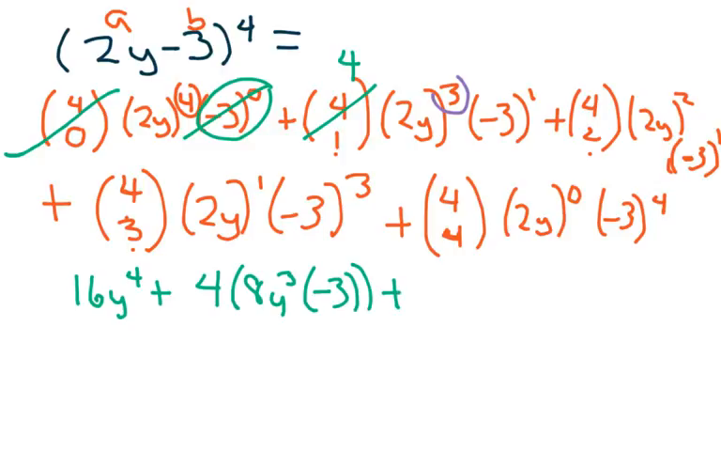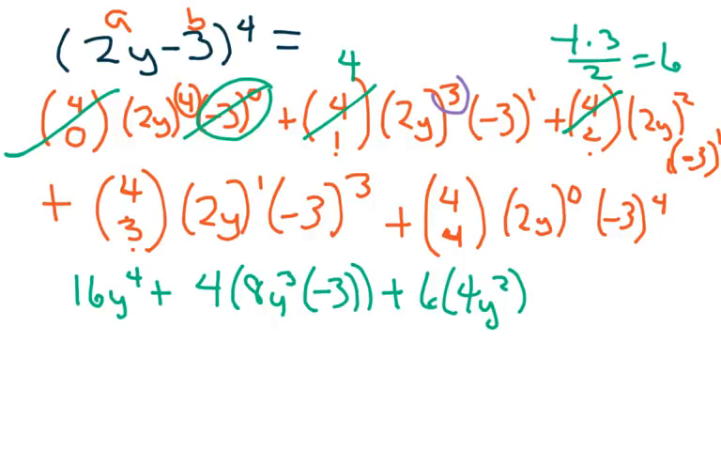All right, plus this equals 6. And I just know this from Pascal's triangle basically, but that's 4 times 3 over 2, which is going to give you 6. So this is 6 times 2y squared. Let me just write that out. 2y squared is really going to be 4y squared times negative 3 squared, which is going to be 9.